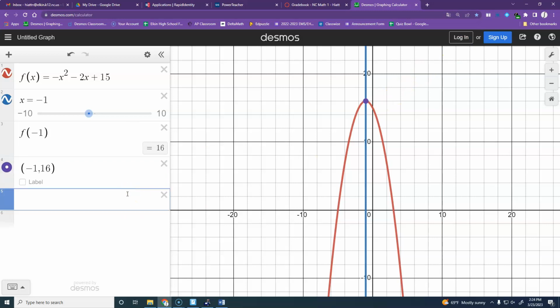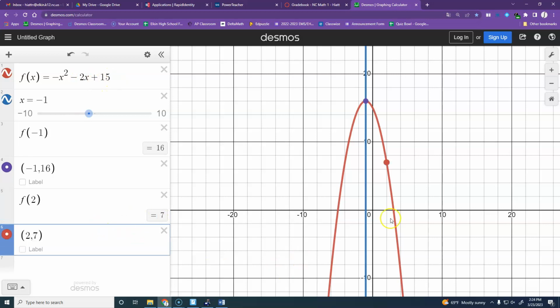This would work with any point. So if I do f of 2, and what Desmos is doing is just plugging in 2 for me, I get 7. If I graph that point, 2, 7, it's going to be on my graph, right? So if you ever need to know the y-coordinate that goes with any x-coordinate, you just plug it in, and it's going to give you the y-coordinate out. This is also helpful if you get a graphing problem and you have no idea how to do it: you can just plug some numbers in.